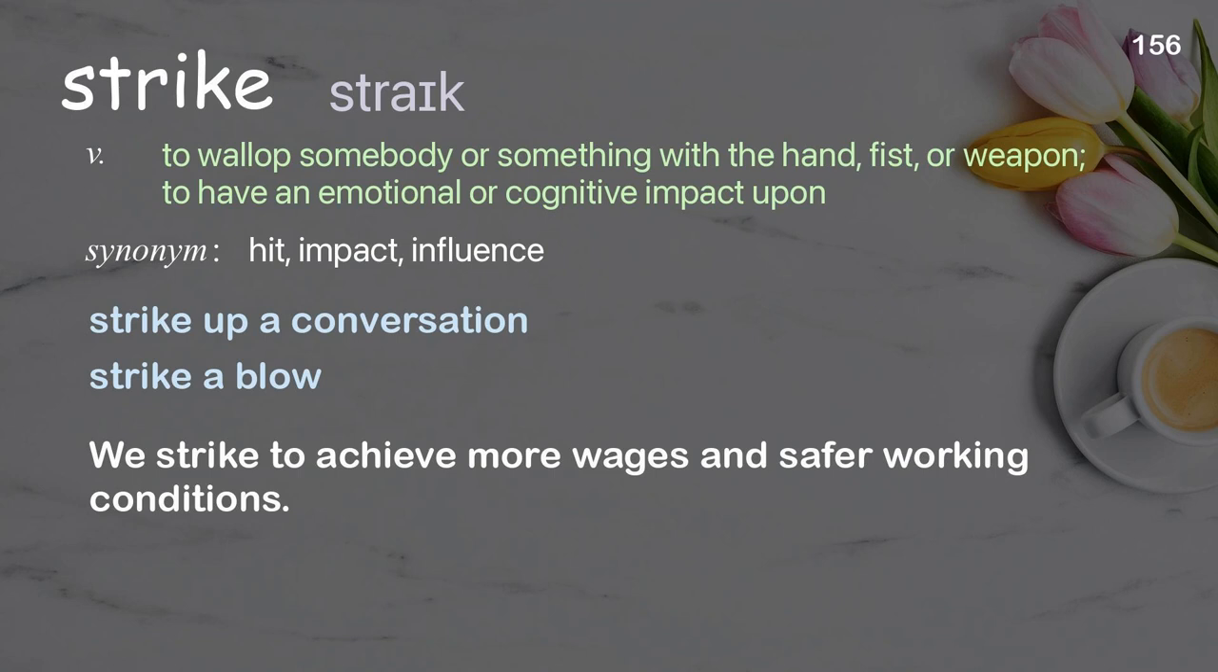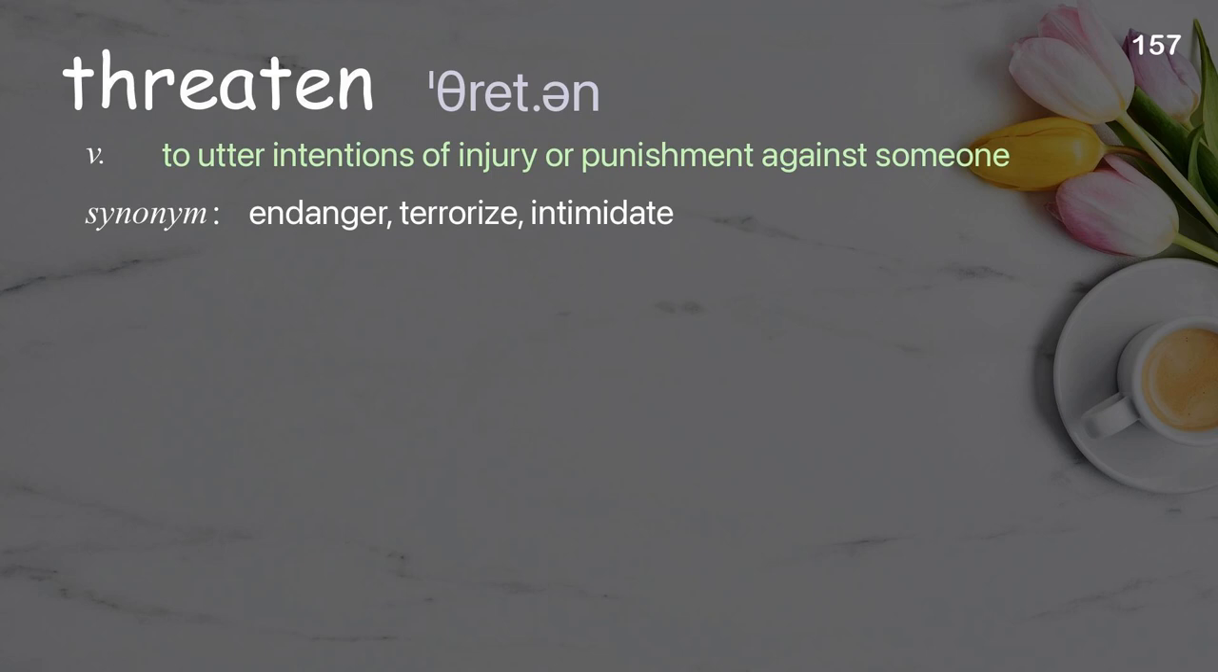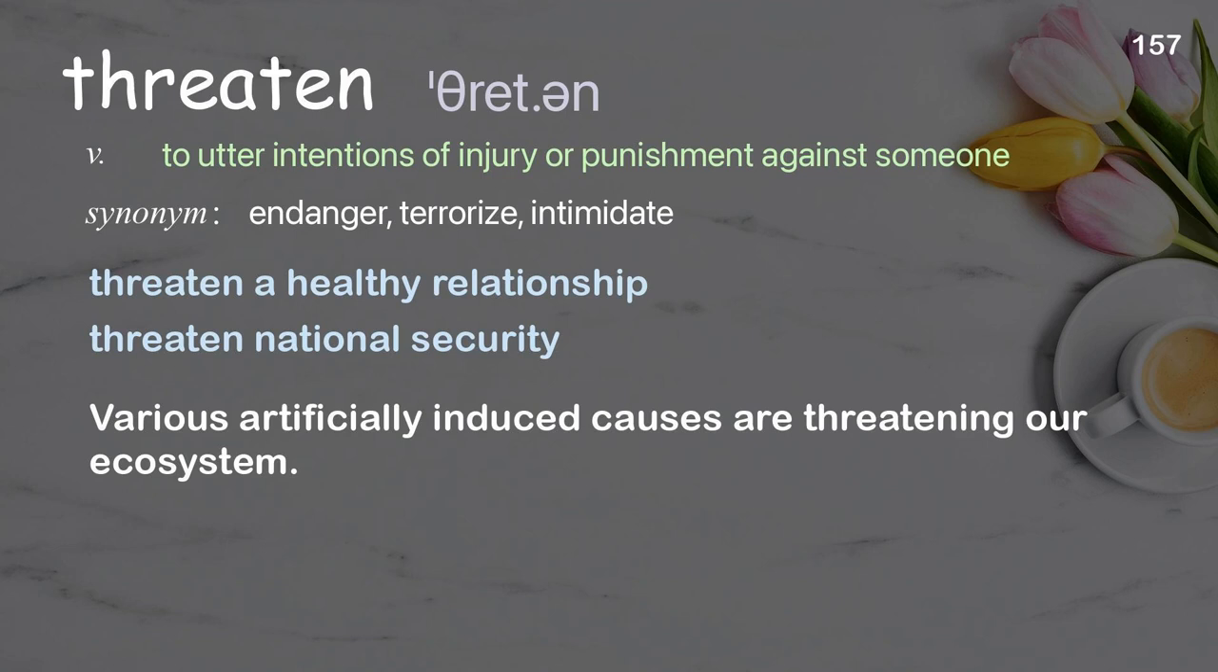Threaten. To utter intentions of injury or punishment against someone. Examples: threaten a healthy relationship, threaten national security. Various artificially induced causes are threatening our ecosystem.